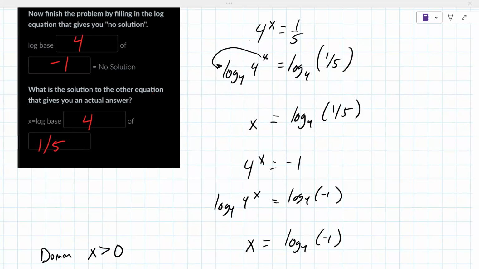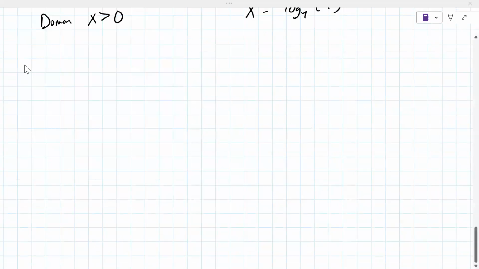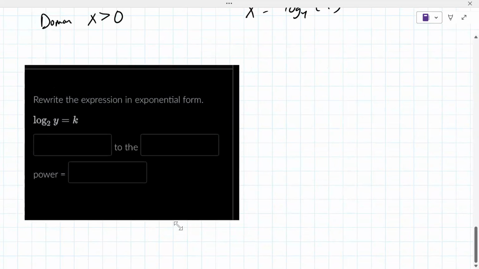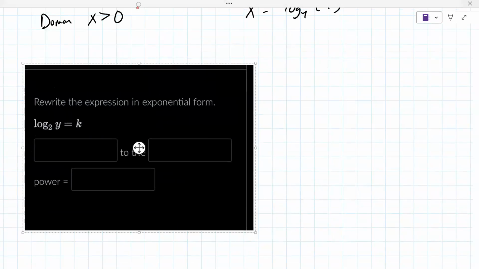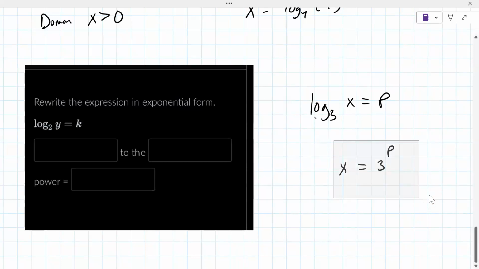Question 3 here is another rewrite problem, kind of like what we've been doing, but now going the other direction. So I'll give you an example here. Let's say it's log base 3 of x equals p. The answer is that it becomes x equals 3 to the p power. Actually, I'm sorry, let me make this backwards so it fits yours. It would be 3 to the p equals x. So how does that map for your problem here?